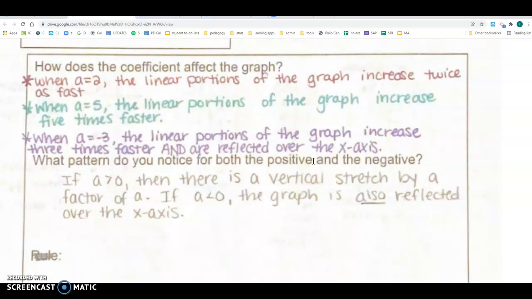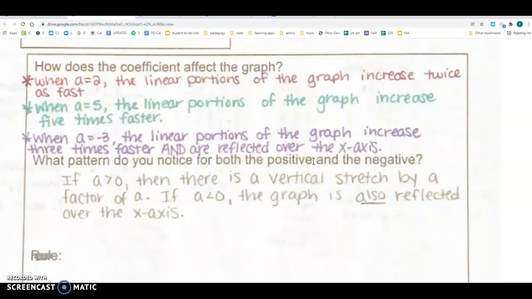Okay, so when a equals 2, the linear portions of the graph increase twice as quickly. So you're going higher, faster. When a equals 5, then it's getting super steep. Like nobody would want to climb those steps. Rise of 5, run of 1, right?